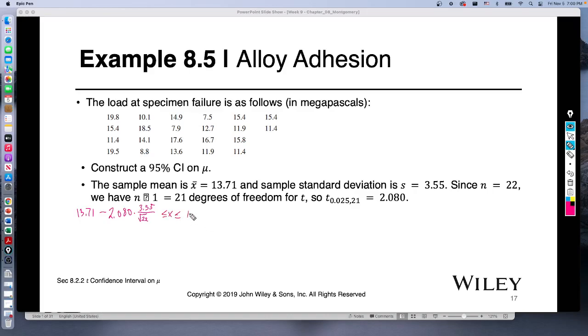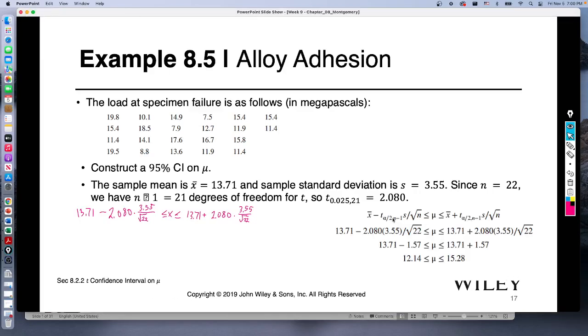And that's going to be less than or equal to x, which is less than or equal to 13.71 plus 2.080 times 3.55 divided by the square root of 22. So we plug that into a calculator and get a number. As you probably could have already seen, they did the calculations for us: 13.71 minus 1.57 and plus 1.57. So this is our confidence interval.